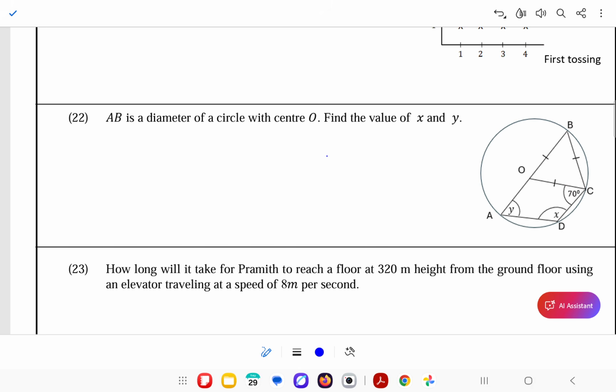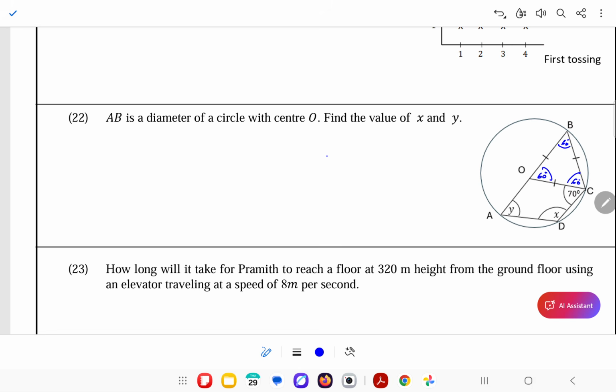AB is a diameter of a circle with center O. Find the value of x and y. Right. So OBC is what? Equilateral triangle. So this is 60. This is 60. This is 60.